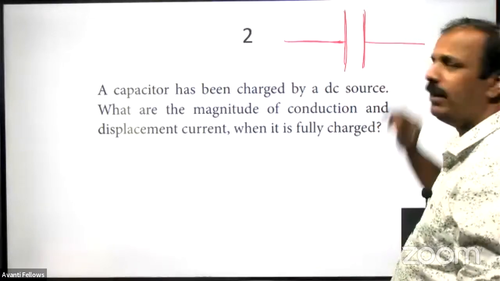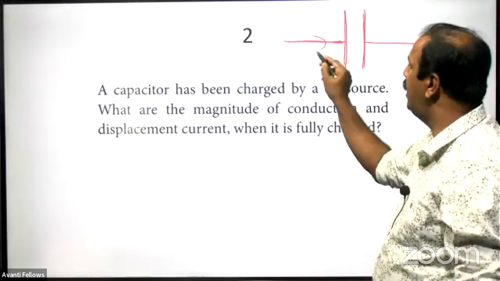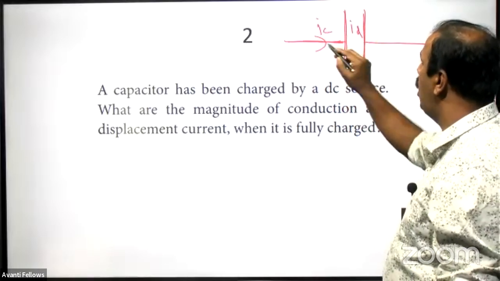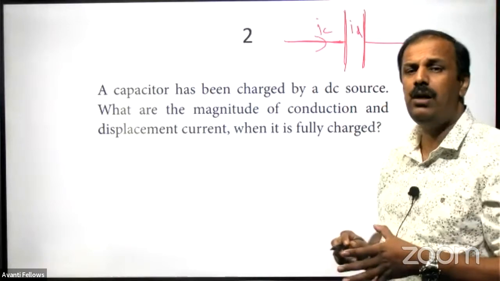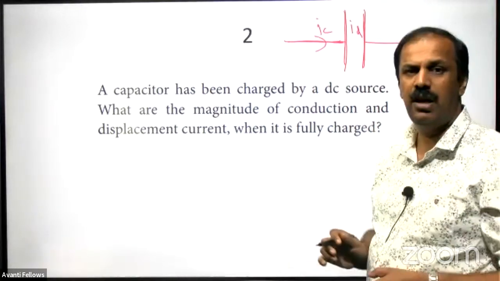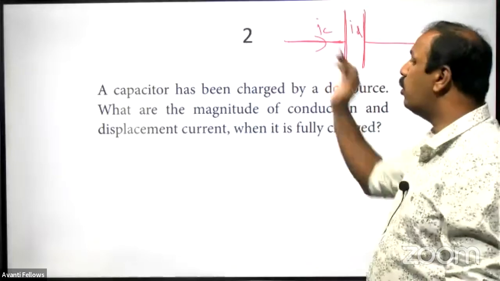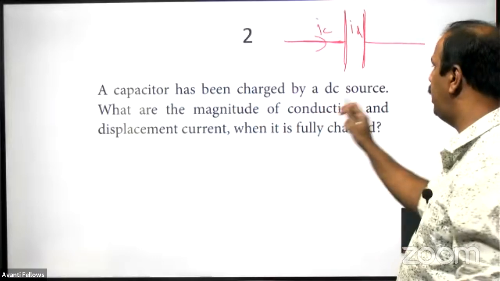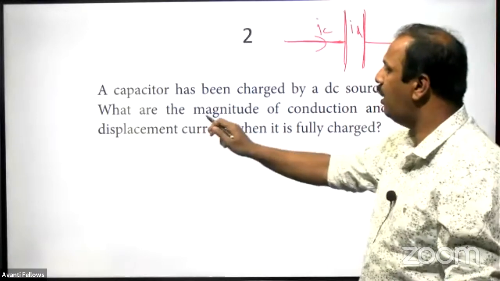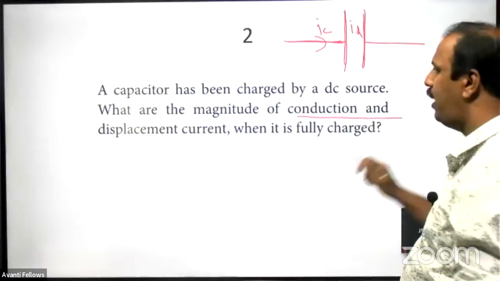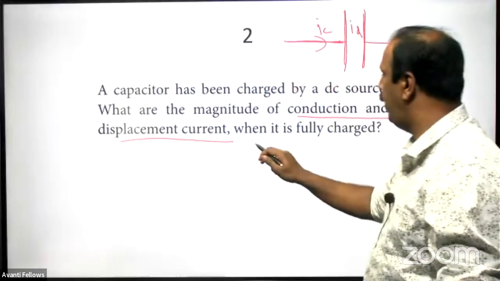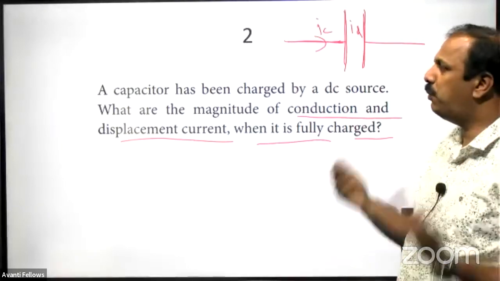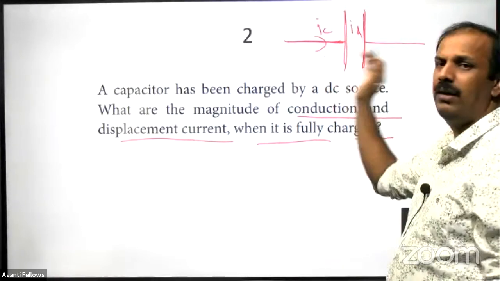You should remember that. The current passing here is the conduction current, and inside we have the displacement current. All these things are possible during the process of charging. Once it is charged, then there is no current. So the question is, a capacitor has been charged by a DC source. What are the magnitudes of conduction and displacement current when it is fully charged? What will be the answer? Once it is fully charged, it will not conduct.